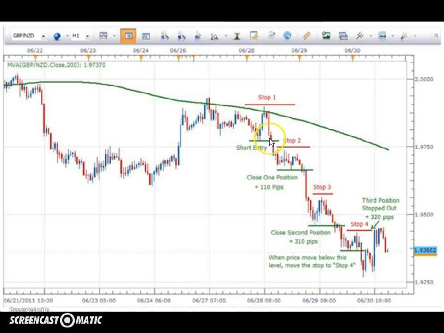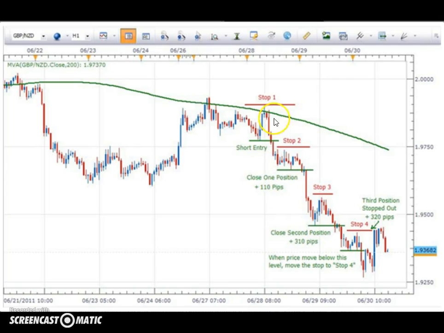Okay, so here's where we entered. Here's where our first stop was. The pair moves down nicely, starts to consolidate right in here, puts in a low, consolidates some more, and then takes out the new low right there. So at that green line right there, we manually close one of our positions, and on that one position, we would gain 110 pips.